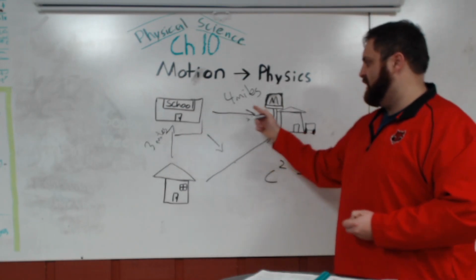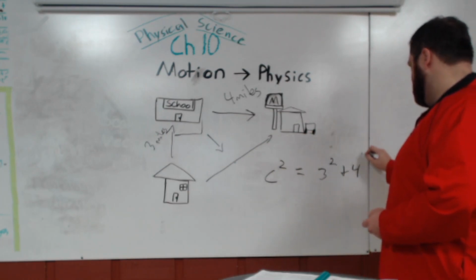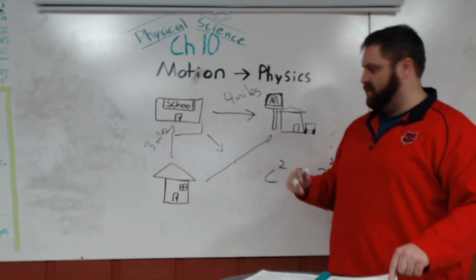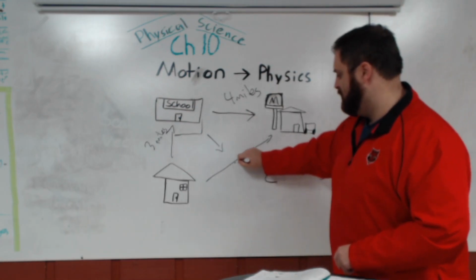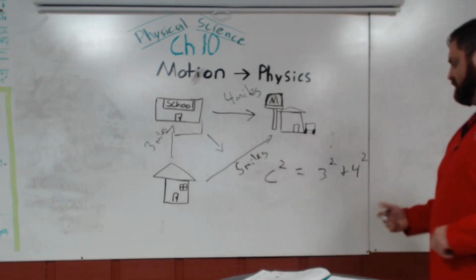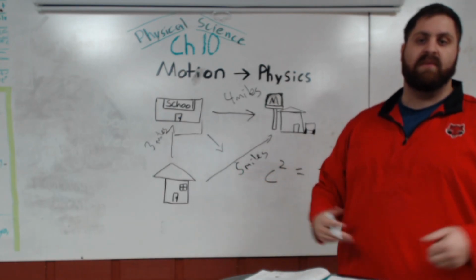In our case, 3 miles and 4 miles, so 3 squared plus 4 squared, okay? And we add those together, I think we come out somewhere to 5 miles away from our home. This is 16, this is 9, that's 25. Square root of 25 is 5 miles.